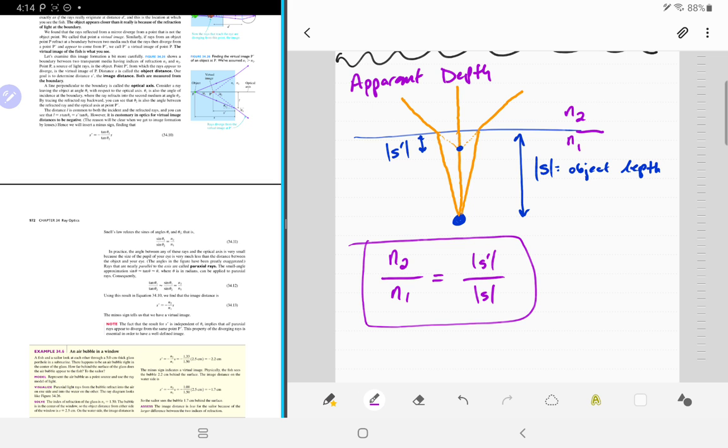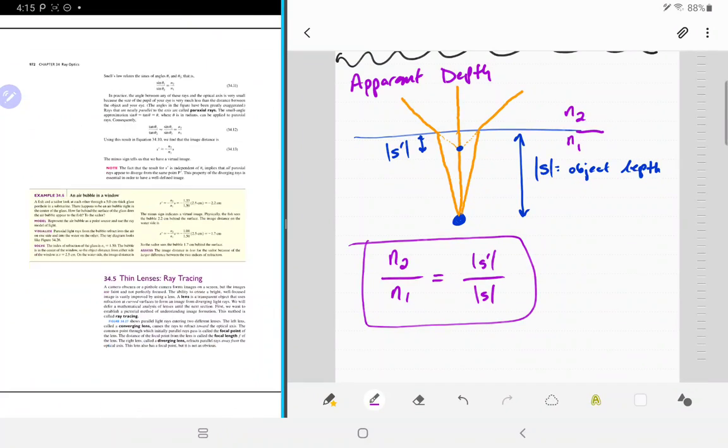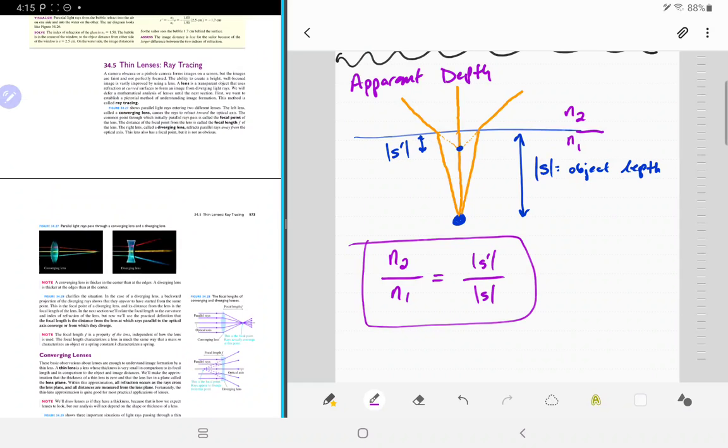Okay, so next video we'll focus more on lenses. So this is refraction and images formed by refraction, but with more complicated interface shapes.